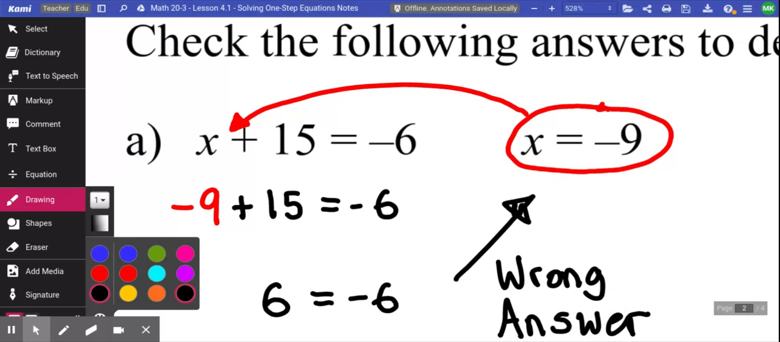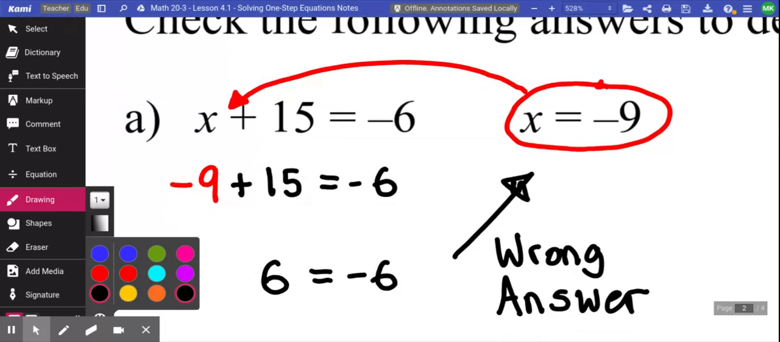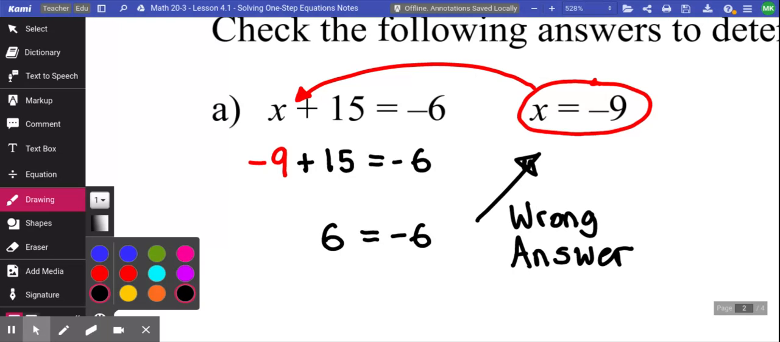Because the two sides didn't equal each other. We typically call that verifying your solution or verifying your answer. If the two sides are equal, you have the right answer. If the two sides are not equal, you have the wrong answer, which means you made a mistake somewhere. If you look at the question to the right, is another example of that. So we could check to see if that answer is right or wrong.